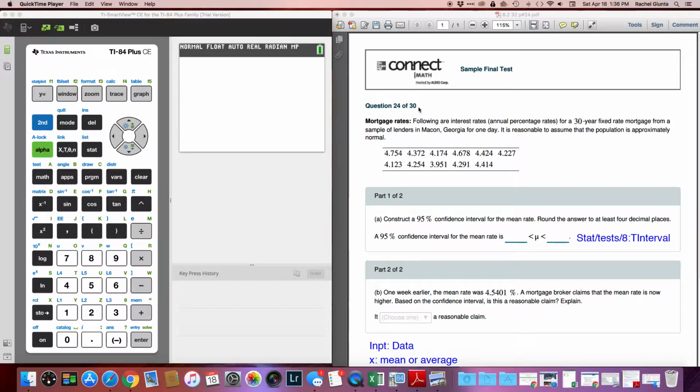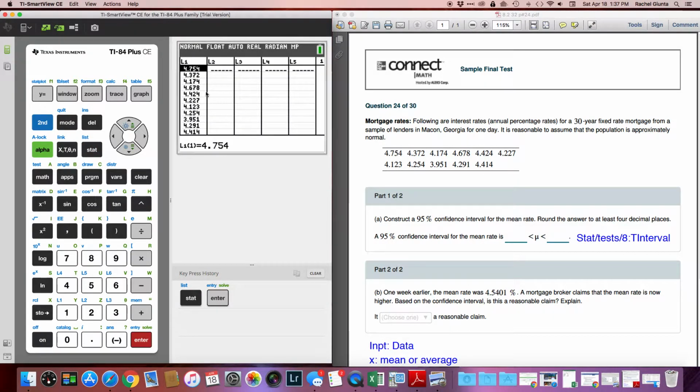So this is question 24 for the sample final. We're still in section 8.2, and this one is really similar to the previous two. We're given a list of data, so we have to put that into stat edit, and I've already put them in here. And then we're going to construct a 95% confidence interval for the mean rate.